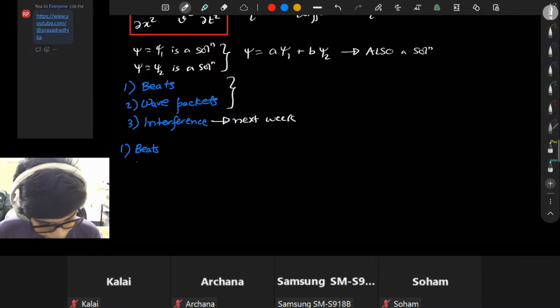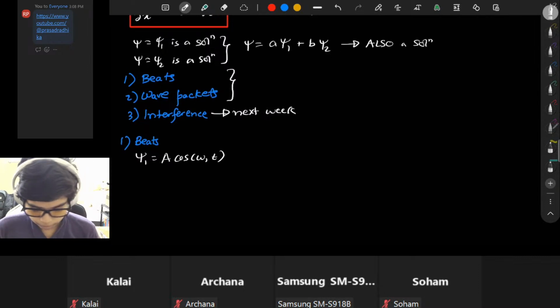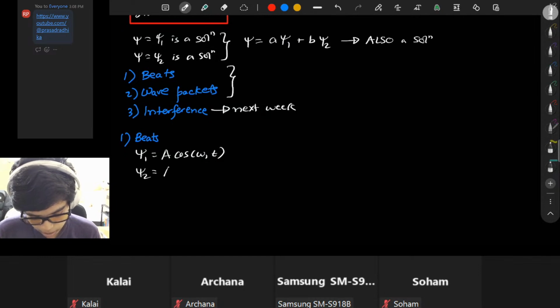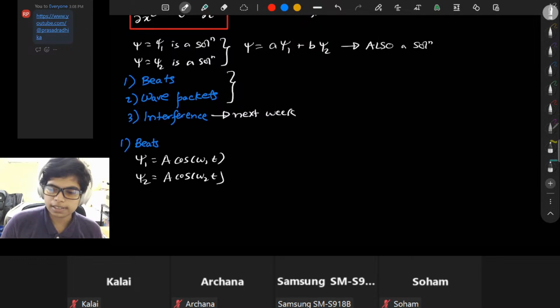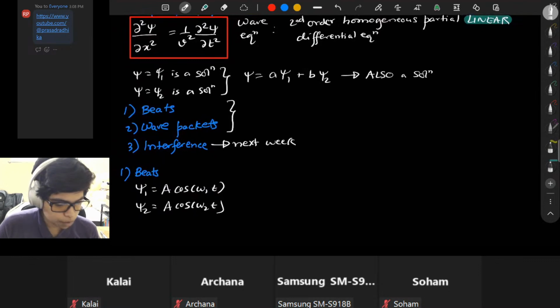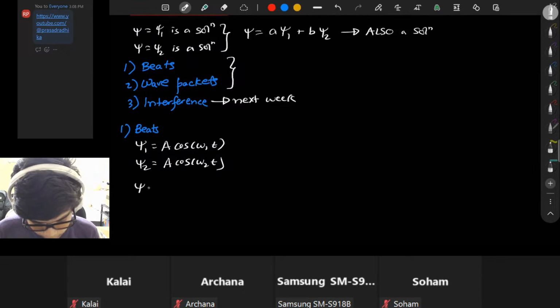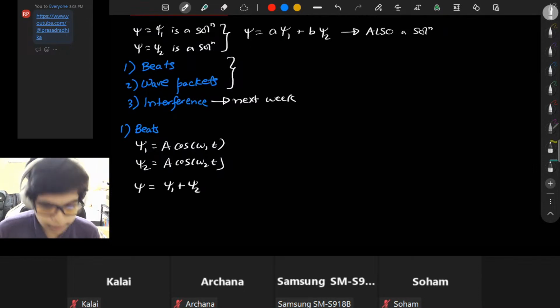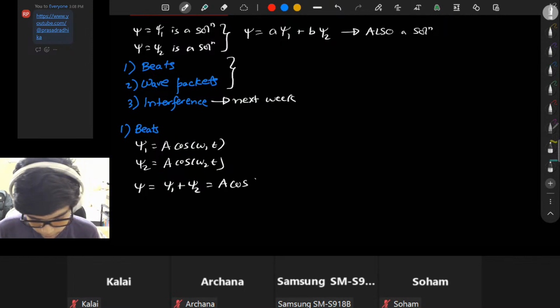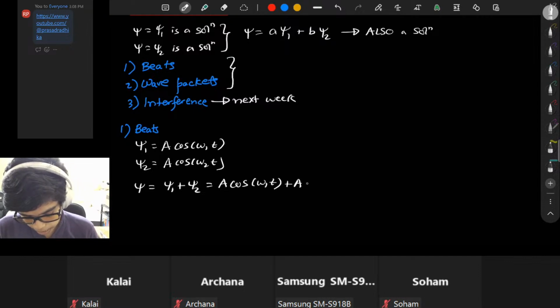So let's say I have a wave function, a solution, a cos omega 1t, and another solution which is a cos omega 2t. Both these solutions satisfy the wave equation written over here, so they are valid solutions. So if I take the superposition of them, psi equals psi 1 plus psi 2, this will also be a solution. And if I were to rewrite it, it is a cos omega 1t plus a cos omega 2t.